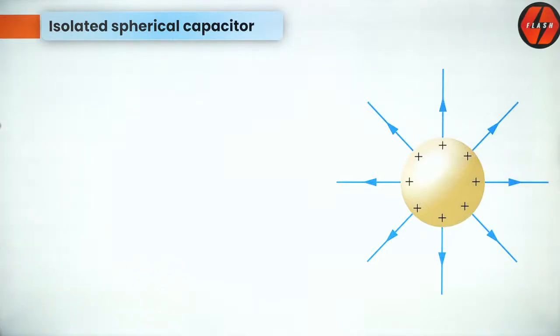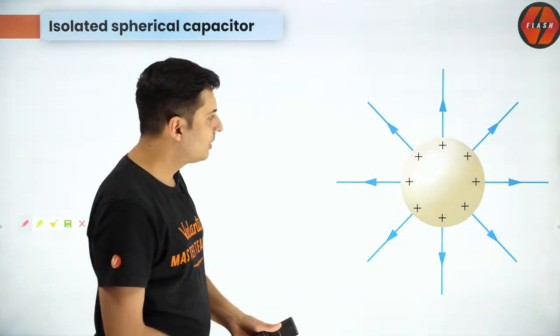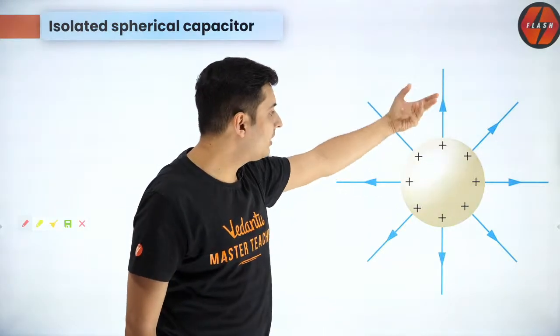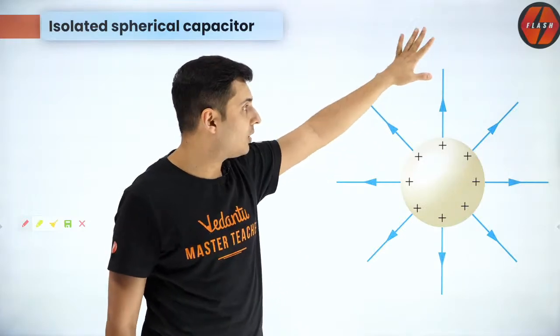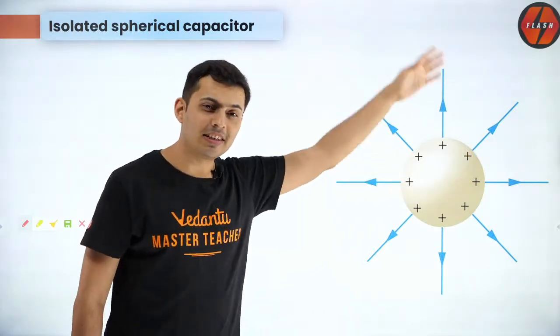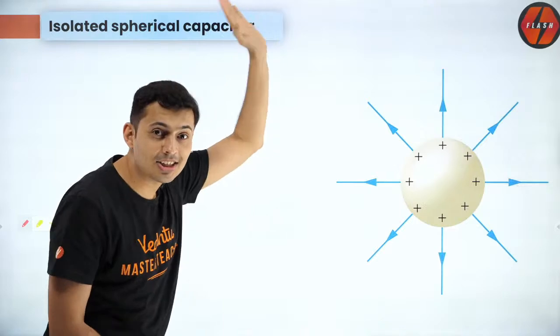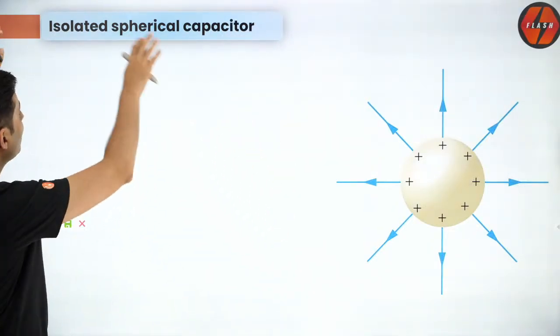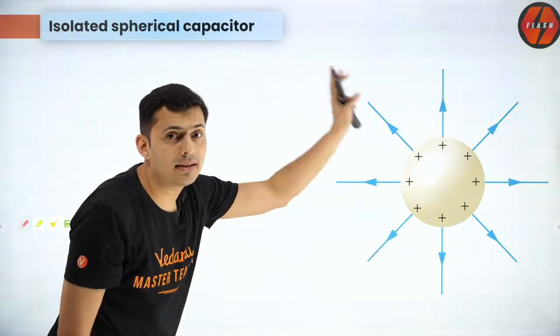So here comes the next and the last type. Now you'll be like, sir, what kind of capacitor is this? Where is the next plate? Where is the other plate? There is only one conducting sphere. The other shell is not there. The other shell is infinity itself. So it's exactly the spherical capacitor, but I will call it the isolated sphere.